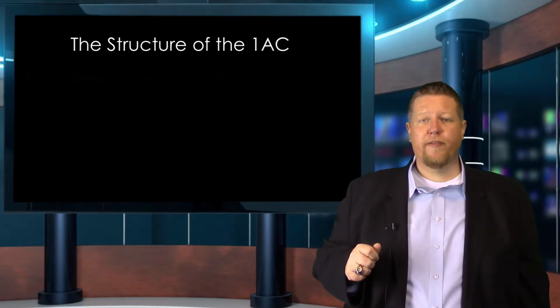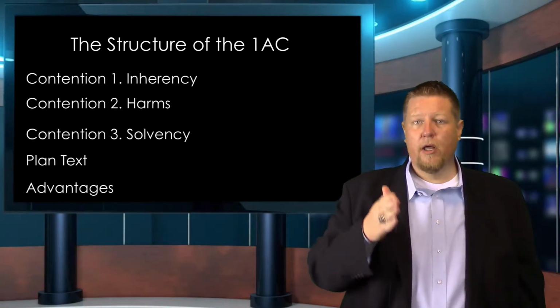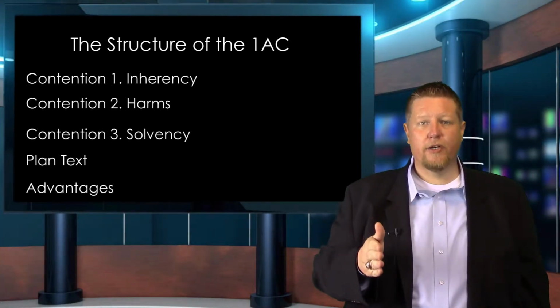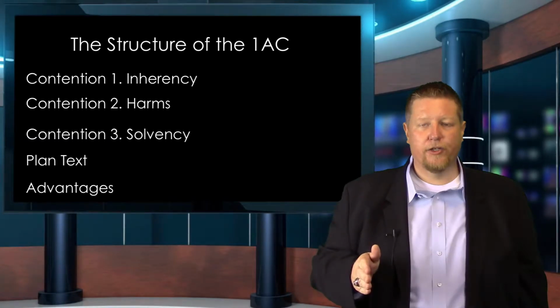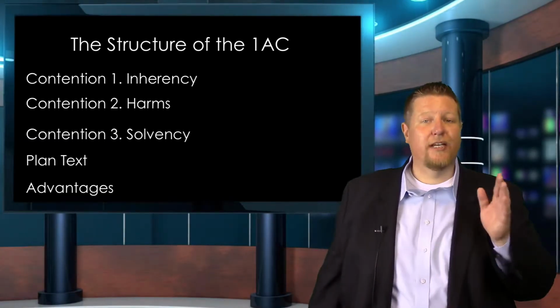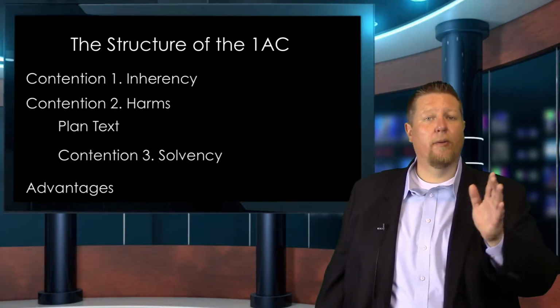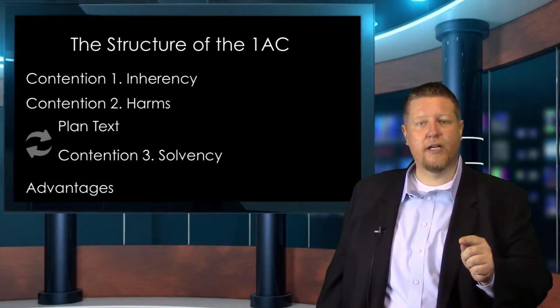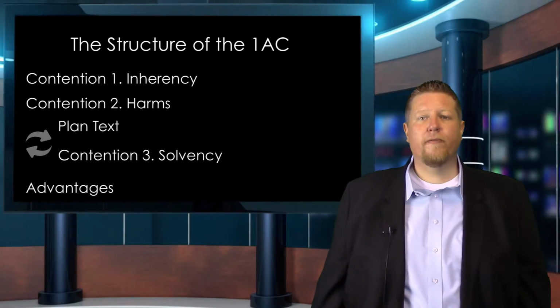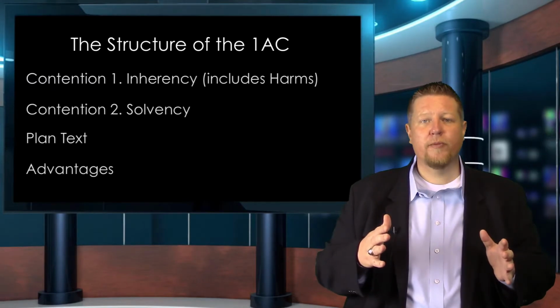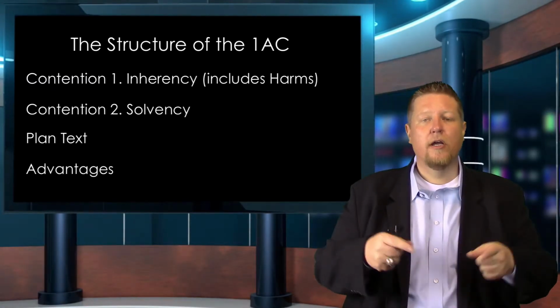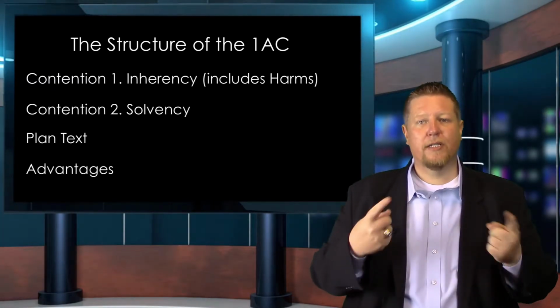The first, which I previously described, is the inherency contention, the harms contention, the solvency contention, the plan text, and then the advantages. The second variation is the inherency contention, the harms contention, the plan text, then the solvency contention, then the advantages. The third variation is to combine the inherency and harms contention into a single inherency contention, followed by solvency, then plan text, then advantages.